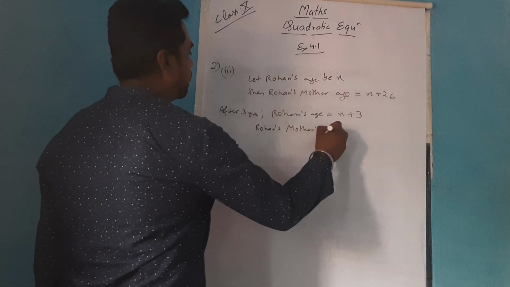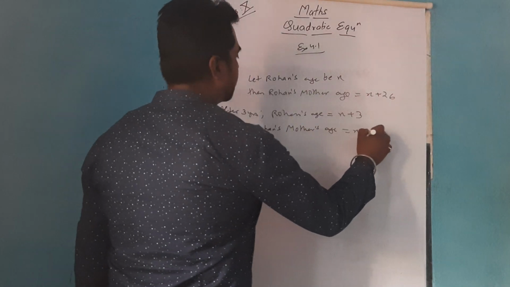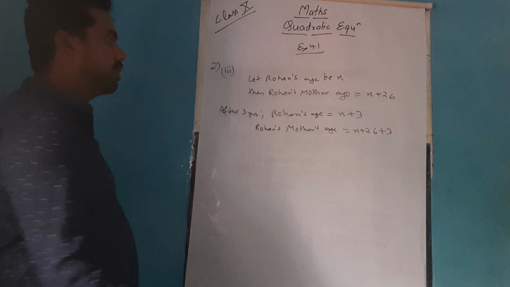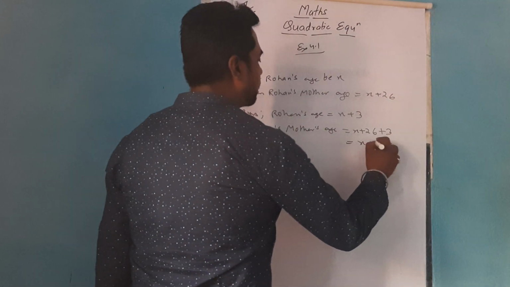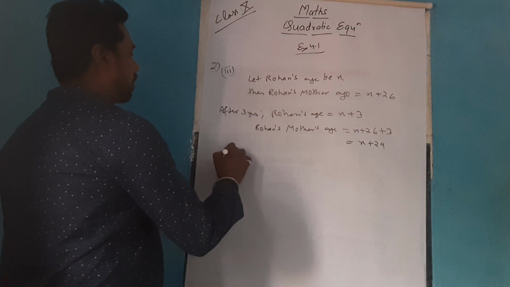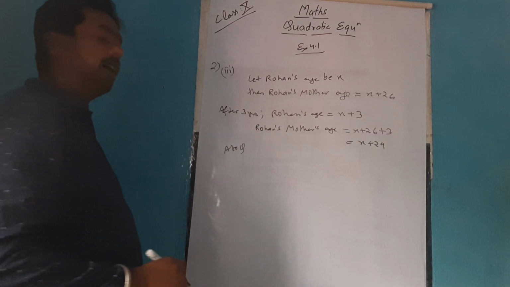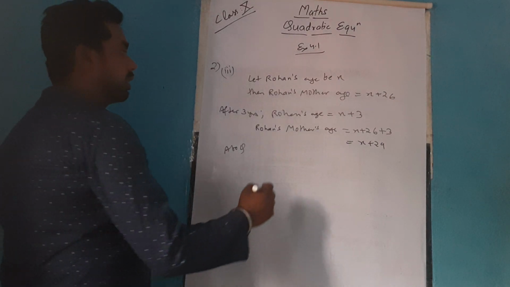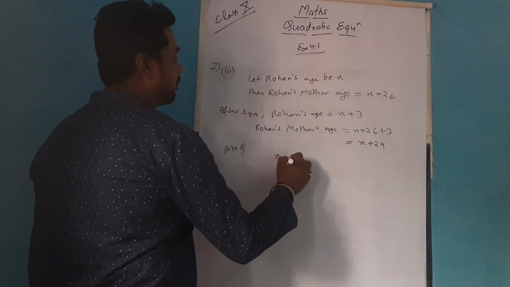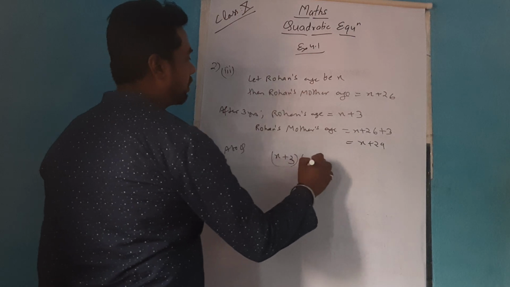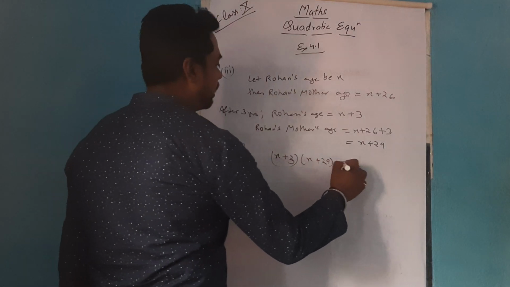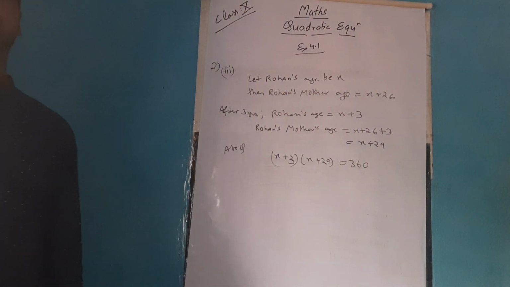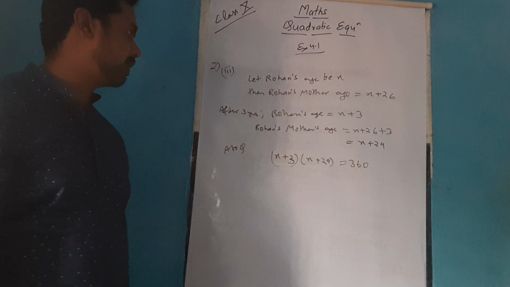Rohan's mother's age is x plus 26. Now her age will increase by 3 years, so that becomes x plus 29. Now according to the question, the product of their ages after 3 years is 360. So the product of their ages will be x plus 3 multiplied with x plus 29, and the product is 360. So (x plus 3)(x plus 29) is 360.